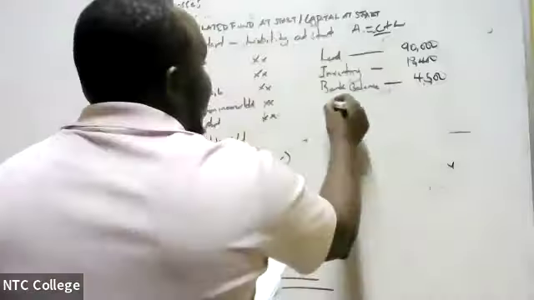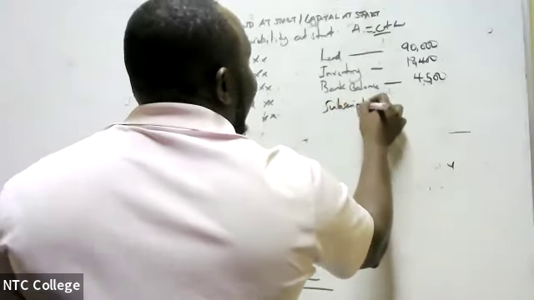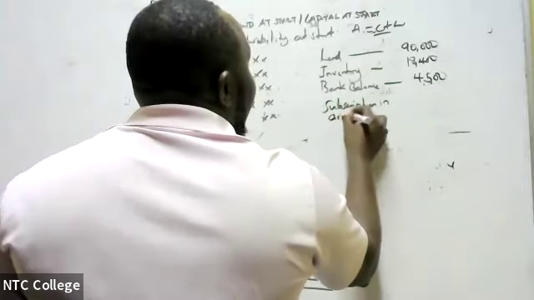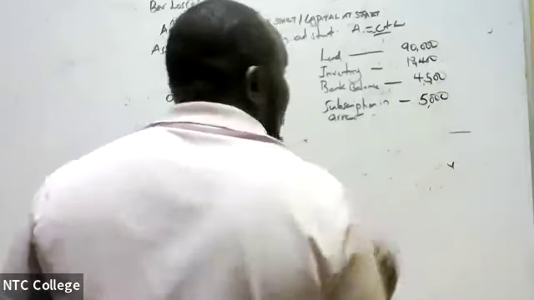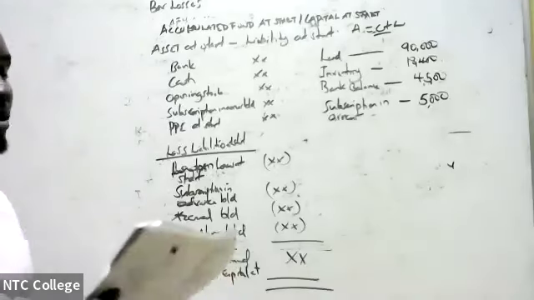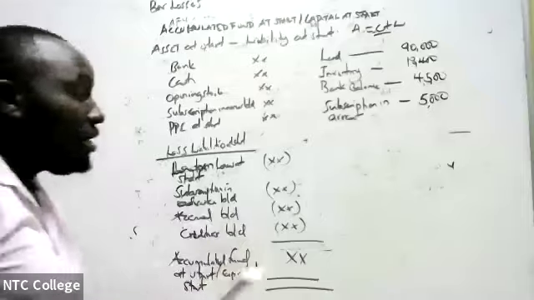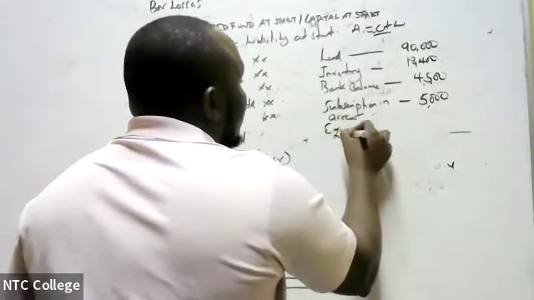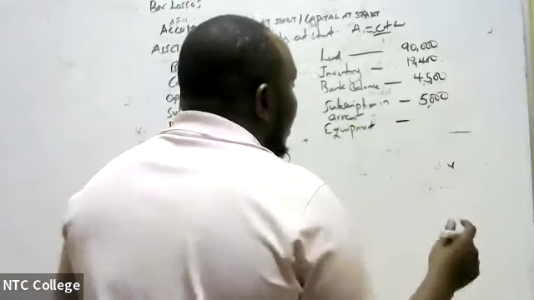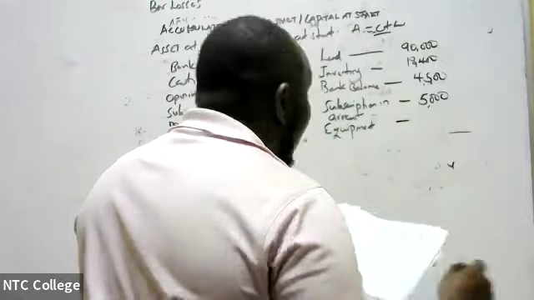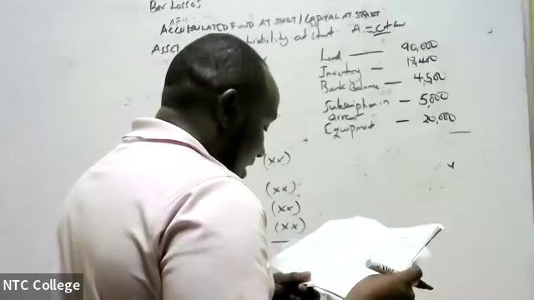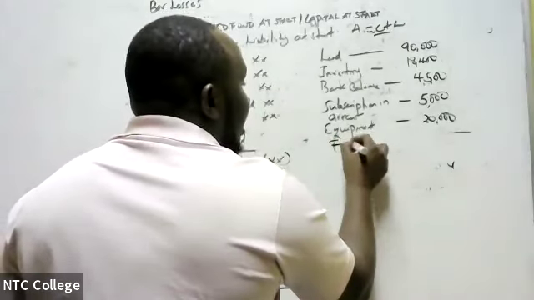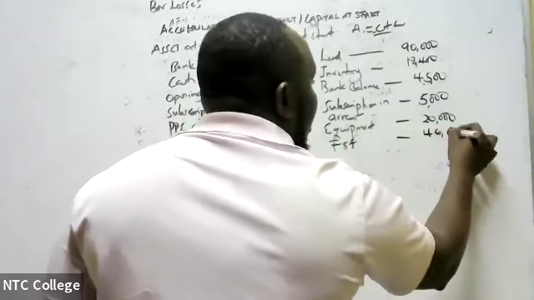So then subscription in arrears, that's an asset. When members have not paid the club, those are subscription in arrears, a figure of 5,000. Then we have equipment. The net book value as of that January is 20. That is the net value. We have furniture and fittings, that is 46.